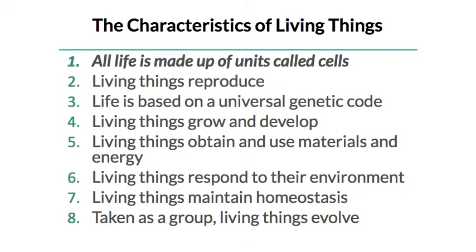So, a couple last things. You're going to see this slide come up a few times as we go further and further into the course. So far, we've marked off a few on here, talked about a few of these ideas, but we basically have 8 characteristics of living things. The past few lessons, the main focus has been number 1, that all life is made up of units called cells. So far we've covered cell theory, prokaryotic cells, and eukaryotic cells.